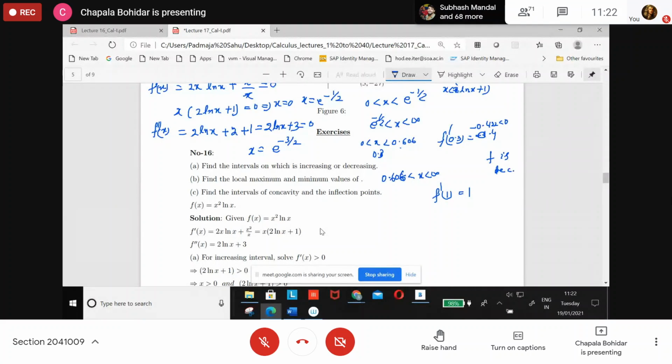That 1 lies in between 0.606 and infinity or not? Consider any value in this interval. So I get 1, which is greater than 0, so F is increasing. Over the first interval, F is decreasing. Over this interval, F is increasing. So first decreasing and then increasing over the intervals, it is over.